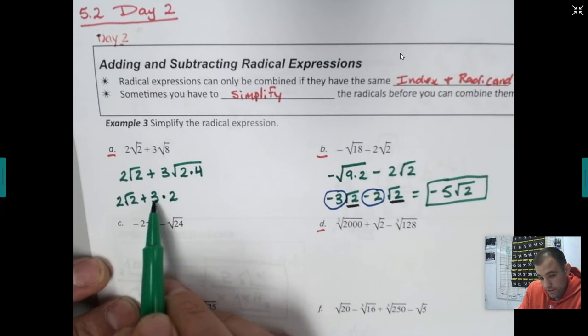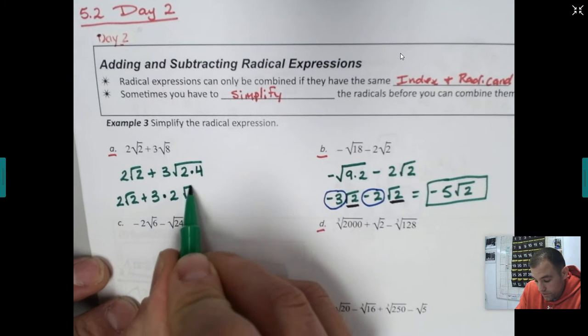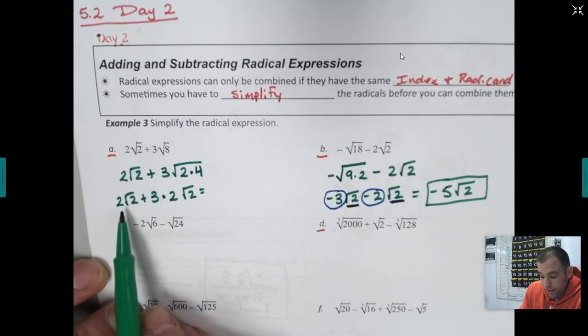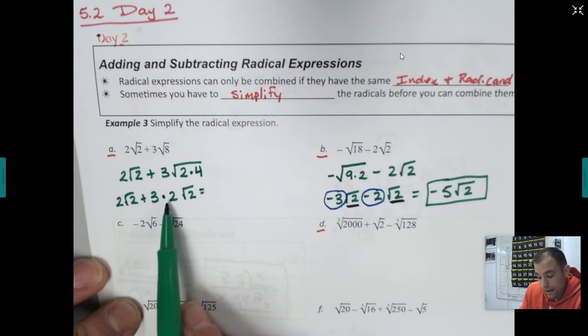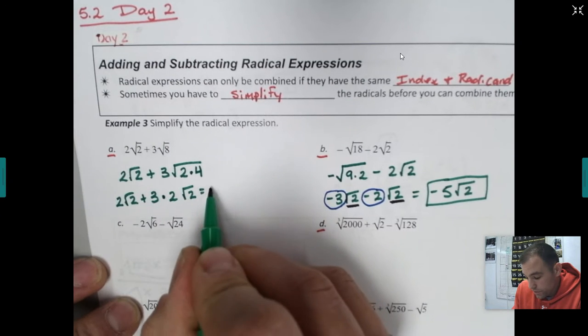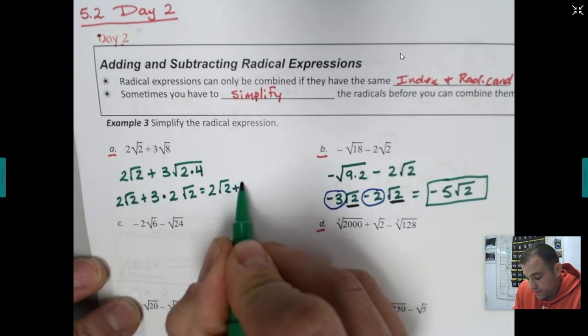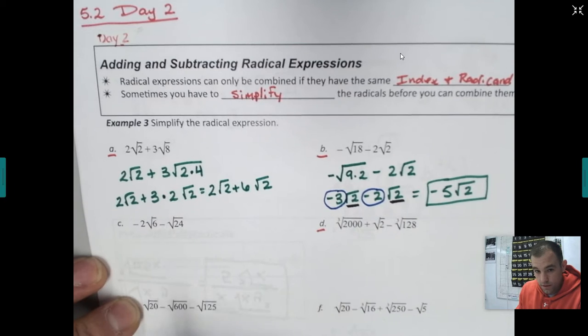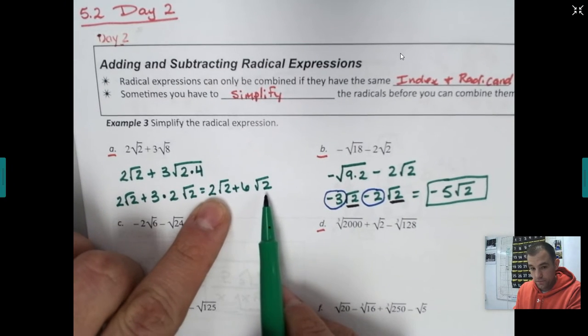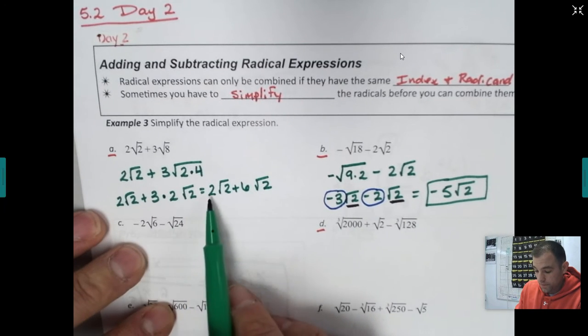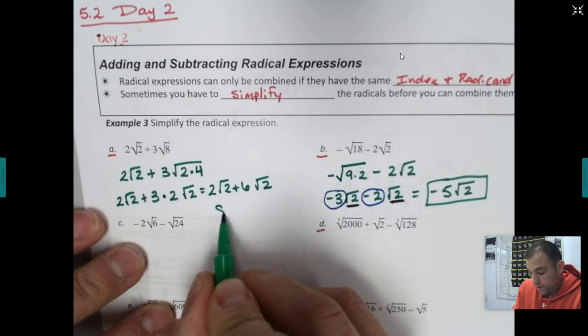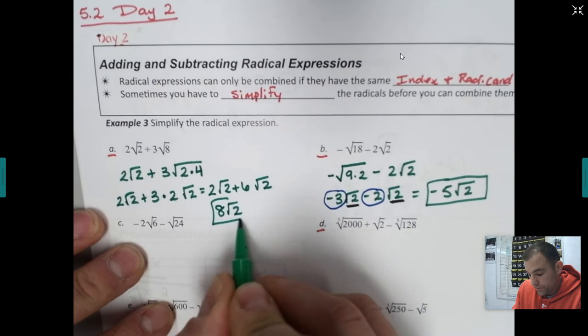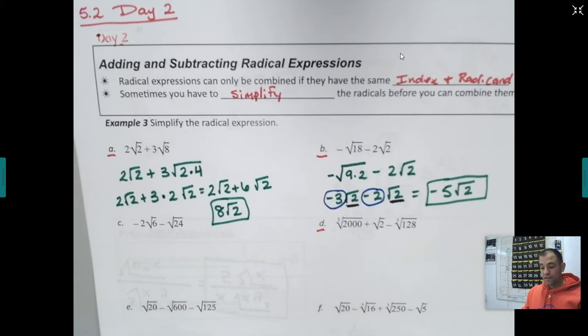Now, since that 3 is there, I have to multiply those together. Okay? So I have 2 square root of 2 plus 3 times 2 square root of 2, which turns into 2 square root of 2 plus 6 square root of 2. And now again, look, they match. So since these match, I can just combine the 2 and the 6 in front, and I get 8 square root of 2. Okay, so our goal is to get them to match up, all right? And once the radicands match, then we can put everything together, okay?